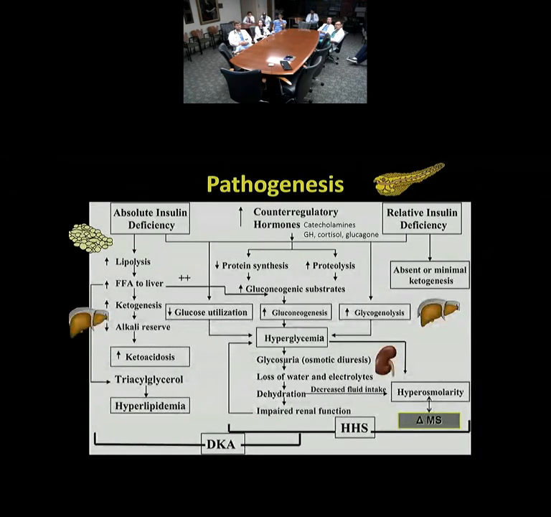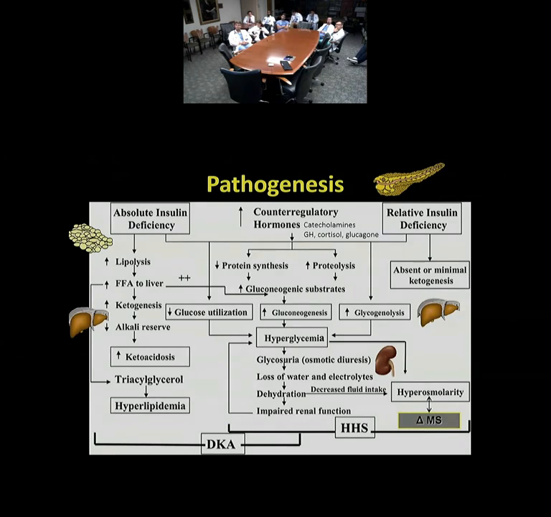As for the pathogenesis, I don't want to go into much detail because I just want to give you a practical lecture, but you need to know this. Let's start on the left side of the slide. When you have absolute insulin deficiency, you have increased lipolysis. So you have increased free fatty acids to the liver, and increased ketogenesis, mainly of beta-hydroxybutyrate. You cannot measure this in the urine, you can measure it in the blood. So you have what we call ketoacidosis, right?